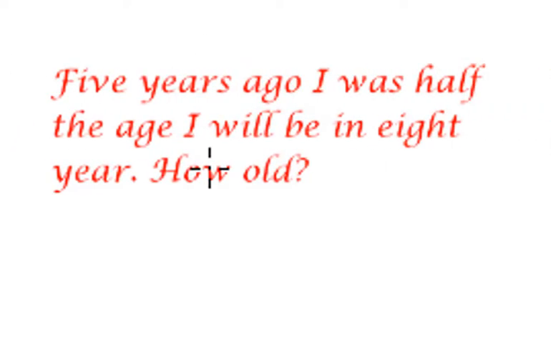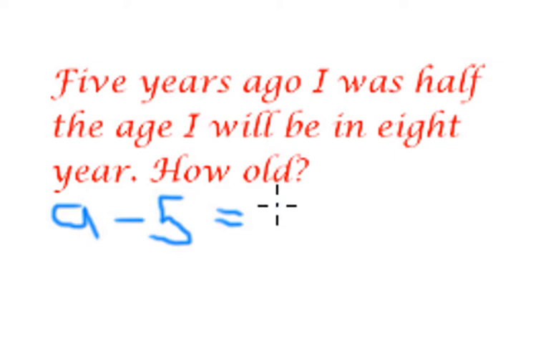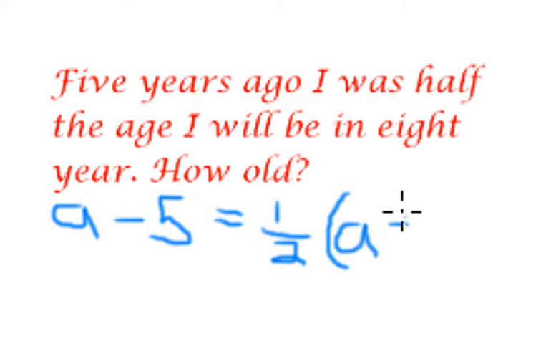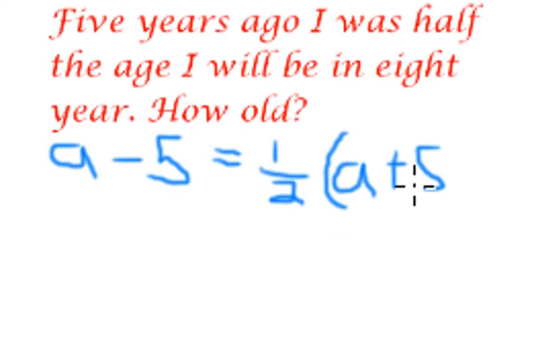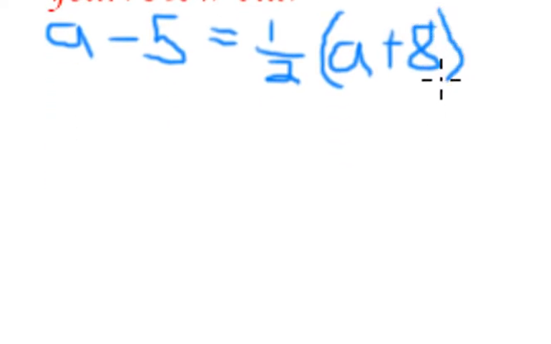My next problem, 5 years ago, I was half the age I will be in 8 years. How old are you now? So now we have some complexity here. Well, 5 years ago, a minus 5, where a is your age, is equal to half the age I will be in 8 years. So if my age right now is a, I'm going to be, 8 years from now, a plus 8.